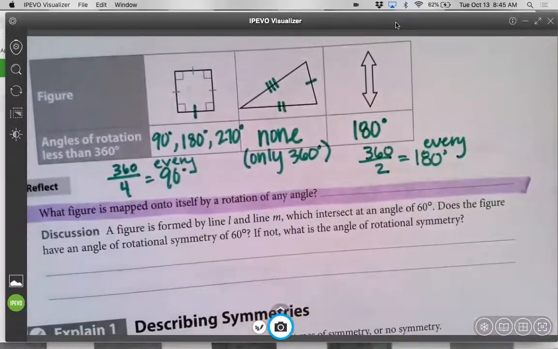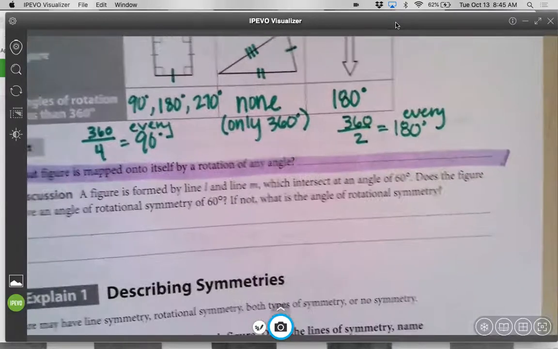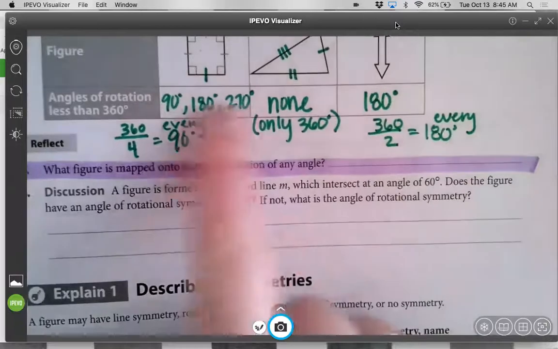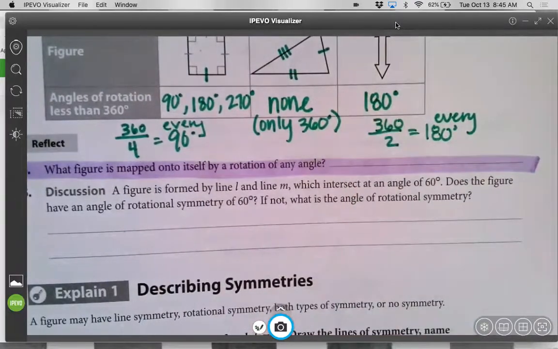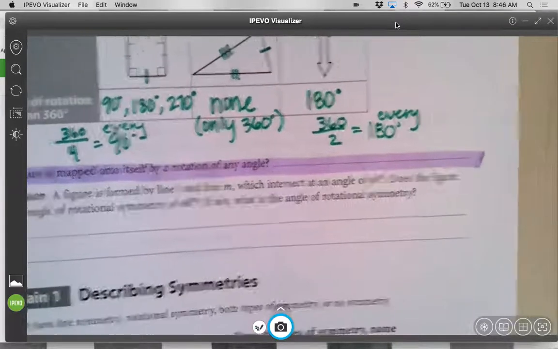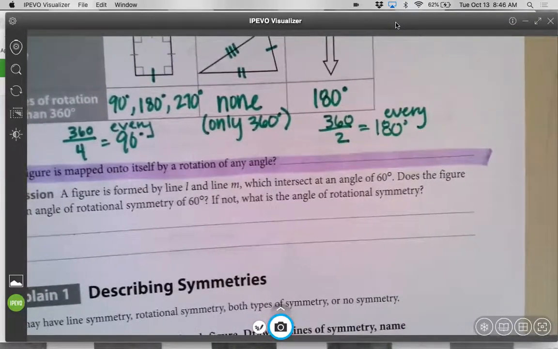This would be a good test question because it requires a couple of different things to be understood before you can answer it thoroughly. So the question is, what figure, not one of these 3, just any figure that exists, what figure could be mapped onto itself by any angle of rotation? You could rotate it half a degree or 359 degrees or anything in between. So what figure would always look the same no matter how you rotate it? Very good, circle.